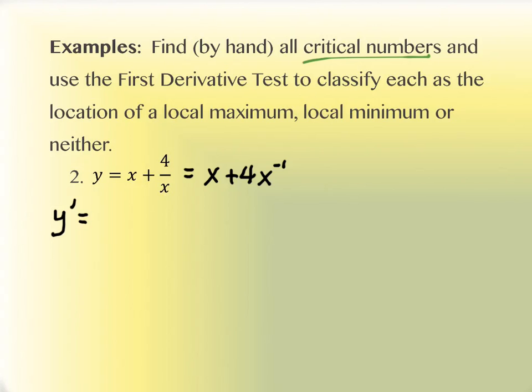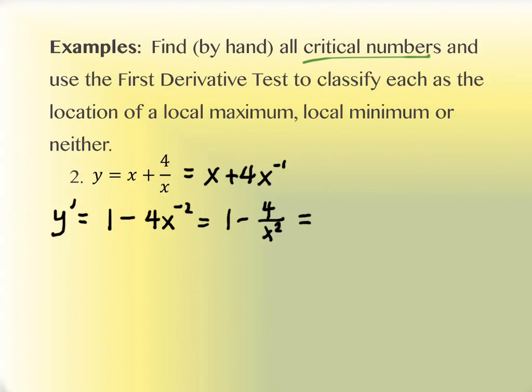All right, so what is the derivative of x plus 4x to the negative 1? 1 minus 4x to the negative 2, which is the same as 1 minus 4 over x squared. Right? Does that look good? Because you guys already told me what to do next. What was it? Set it equal to 0.